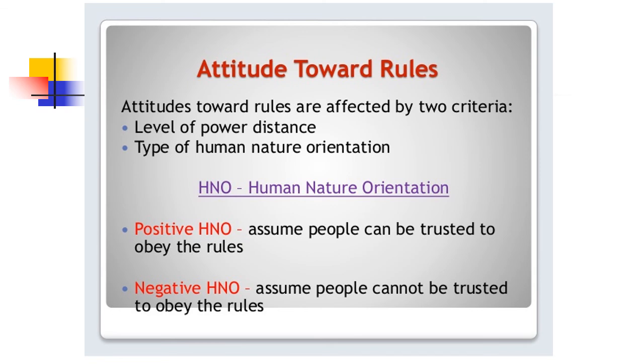Then, if you move into human nature orientation, now there are two types of HNOs. There are societies with a positive HNO where people actually can be trusted to obey the rules. You don't have to enforce law on them. They understand why there is a particular law, and then they will be quite positive towards those rules. They understand why there is a regulation, right? But negative HNO countries, people actually don't understand the reason behind the rules, so you need to enforce rules on them. You can't assume that people would obey the rules. You need to enforce it on them.